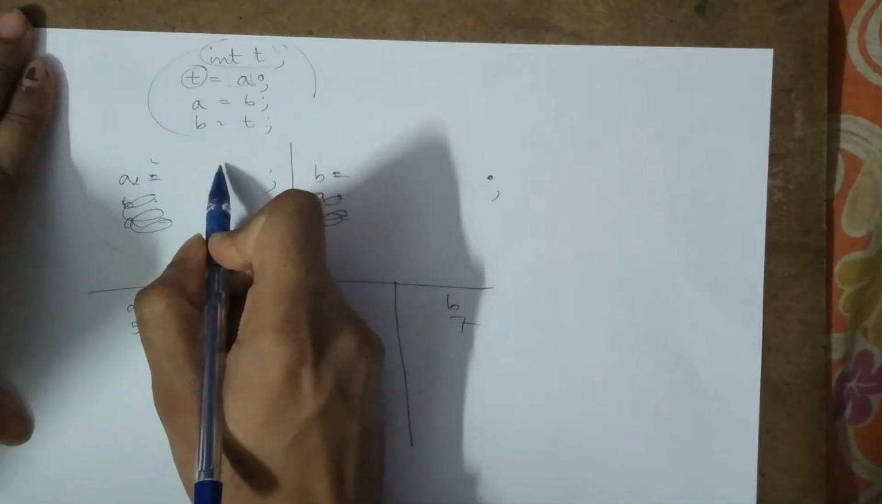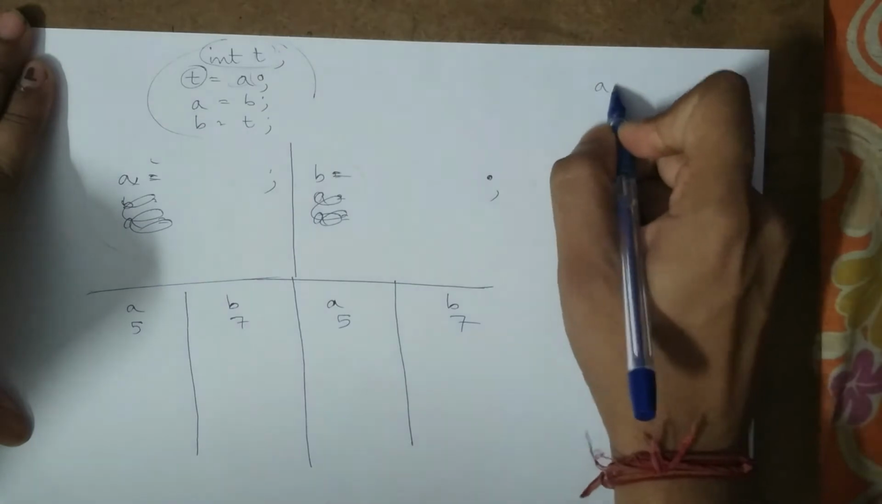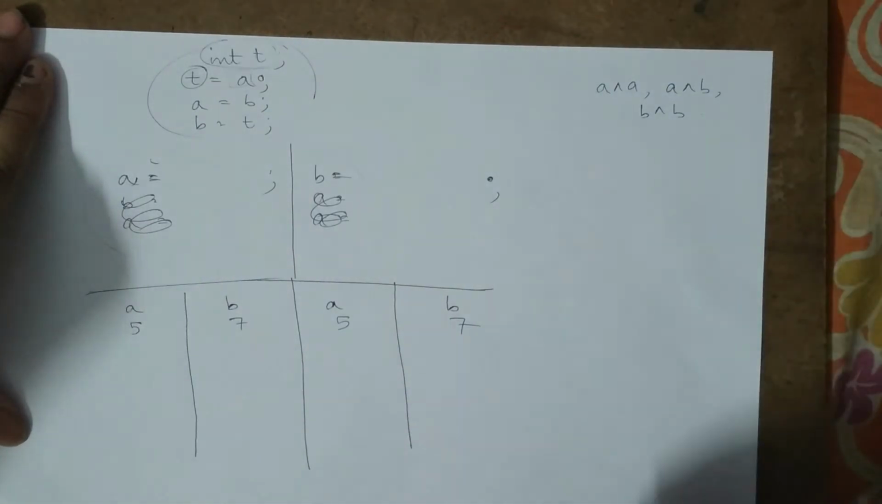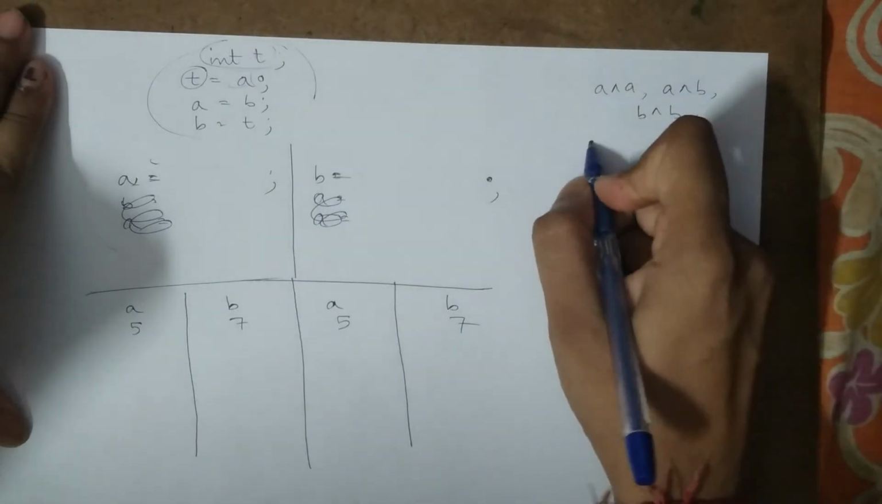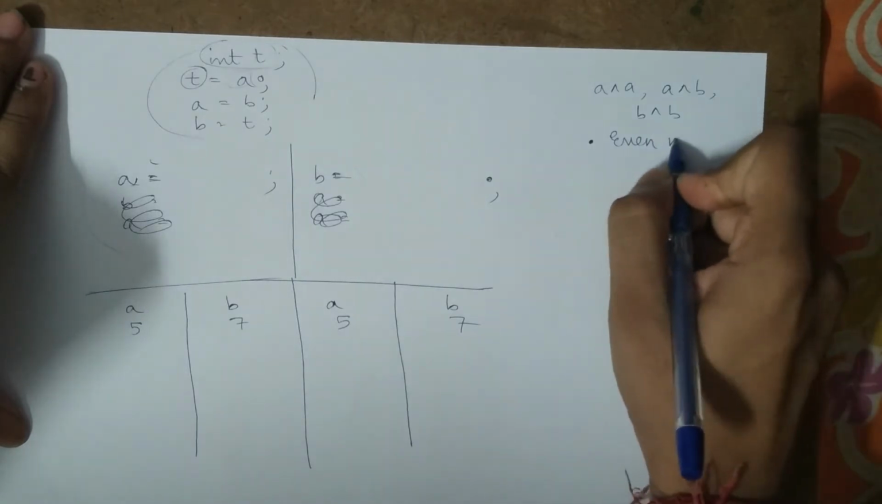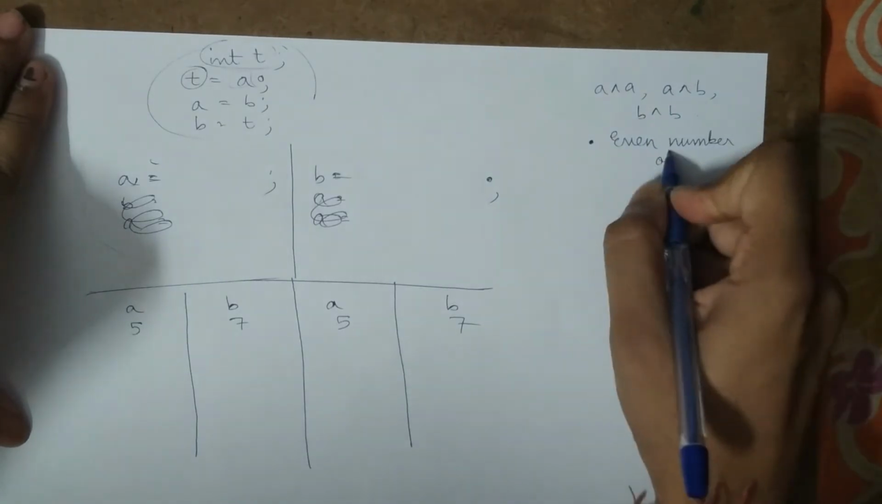So what I am trying to say is that on the right hand side there can be A XOR A, or A XOR B, or B XOR A, or B XOR B. So these are the number of cases that I have to make. Okay, so the first case that is coming to my mind is that we can take an even number of A's.